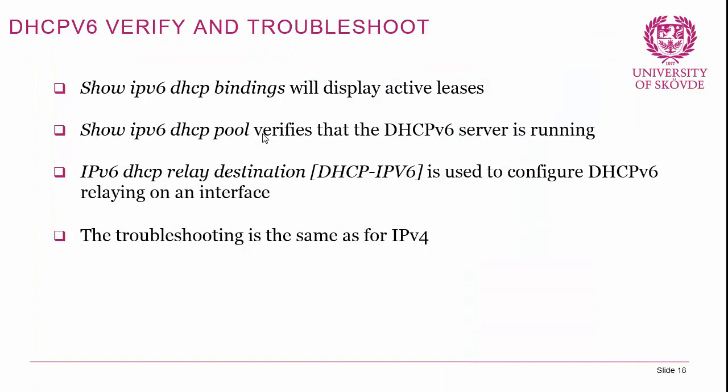So getting towards the end, verification and troubleshooting: again we can use show ipv6 dhcp binding to display active leases, or show ipv6 dhcp pool to verify that the DHCP server is running. If we want to do DHCP relaying, we use ipv6 dhcp relay destination and then the address of the DHCP server. This time you also configure it on the interface level. And then the troubleshooting part is of course the same as for IPv4. Make sure the DHCP server is running. Make sure that there is connectivity between the client and the DHCP server.